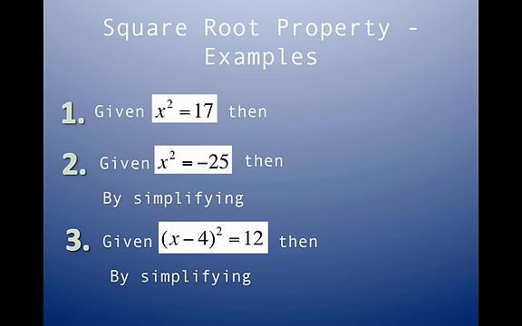All right, so how do we go about solving them? Let's look at number one here. Given x squared equals 17, there's really nothing I need to do here except square root both sides. When I square root both sides, I add a plus minus. I do need to ask myself, can I simplify the square root of 17? And of course the answer is no.